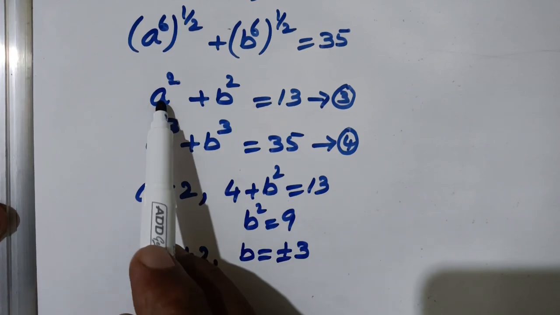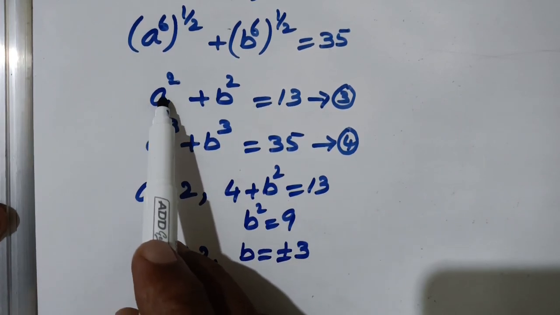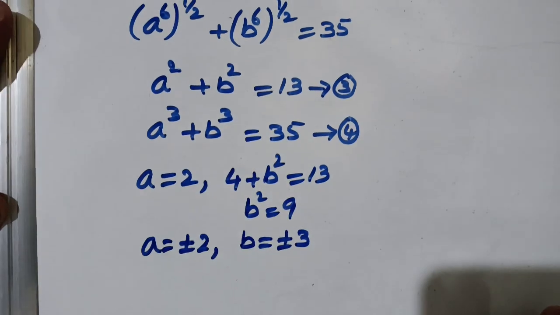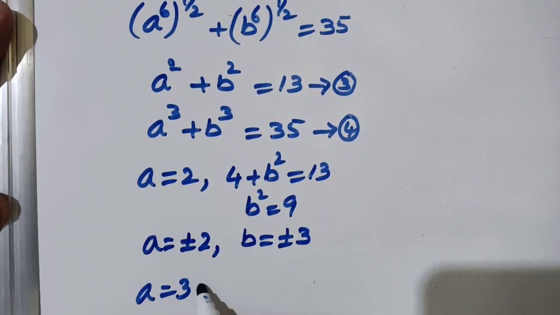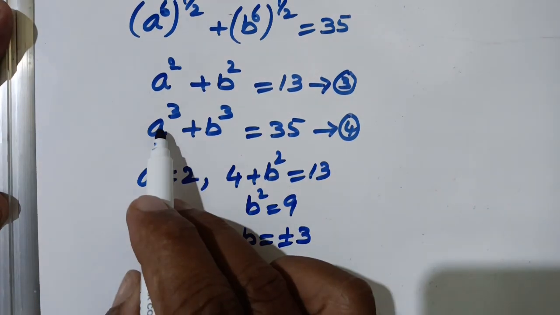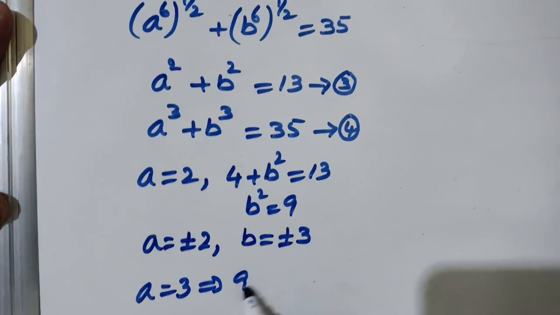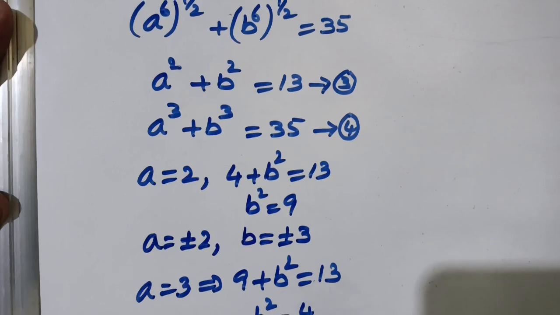Now the next integer, I take a is equal to 3. When a is 3, that implies 3 square, 9, plus b square is equal to 13. So b square is 13 minus 9, which is 4.